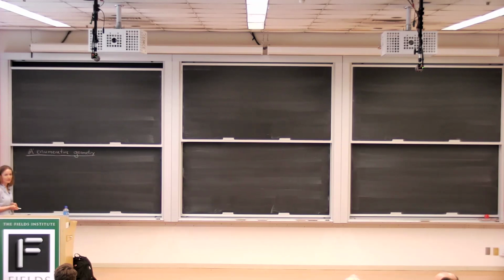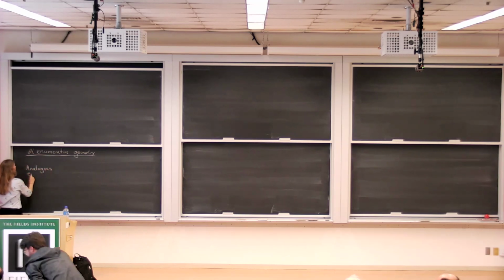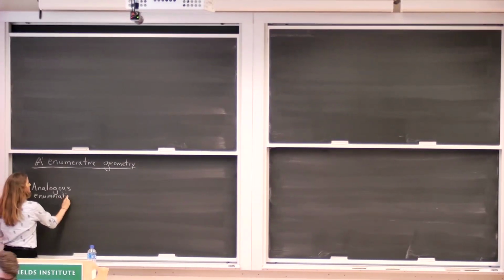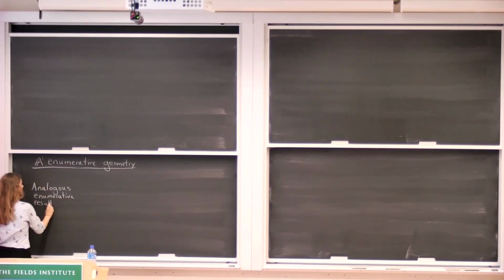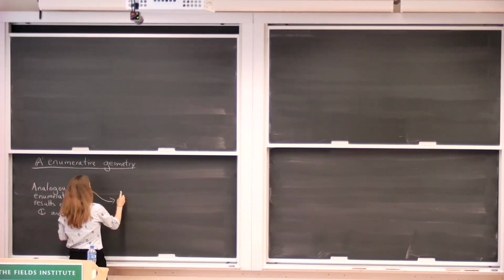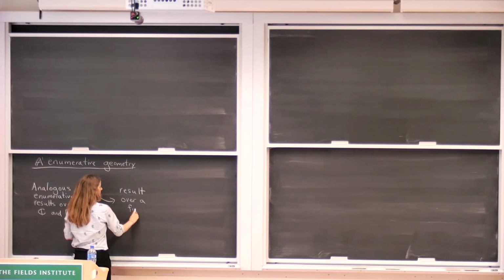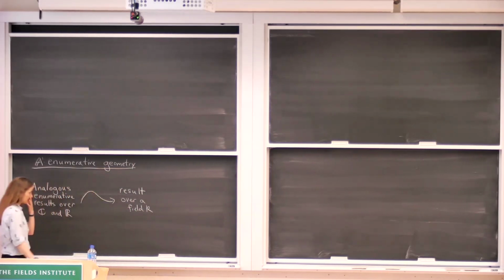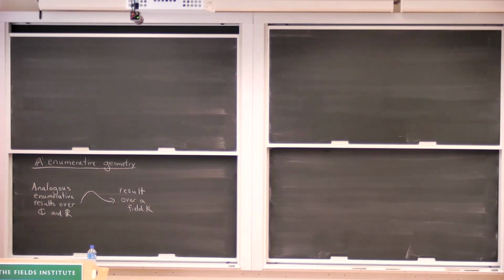I'd like to tell you about A1 enumerative geometry, which takes real enumerative geometry. It's a tool for making analogous results over C and R, and making a more general result over usually a field with very few restrictions on the field. And if you'll forgive me, I'd like to advertise a little bit about the how.